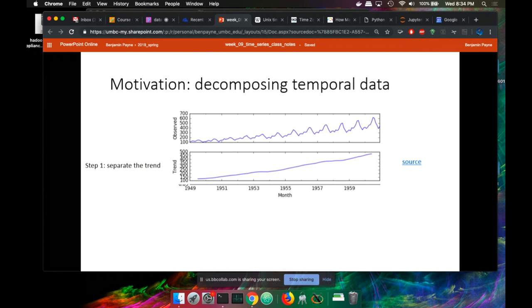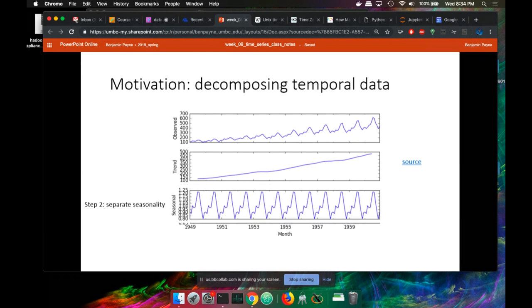All right, so the first action that we'll want to do is figure out what that trend is. And I'll show a couple different ways how to do that. One of them is called a rolling mean, and the other is a linear regression. If you can just say it's a straight line, we'll figure out what that straight line is. So we'll come back to that.